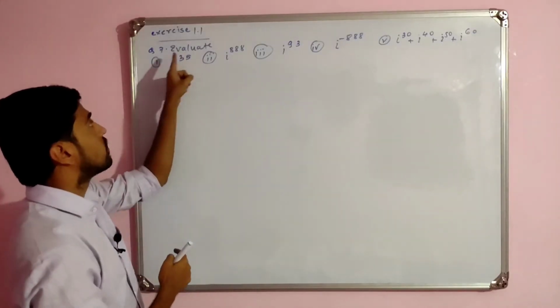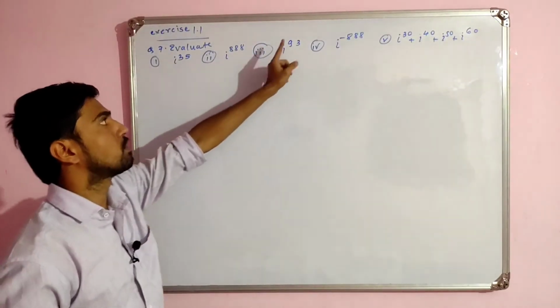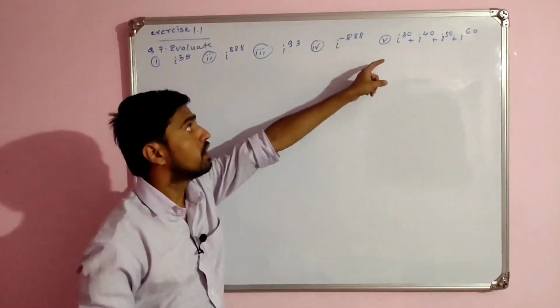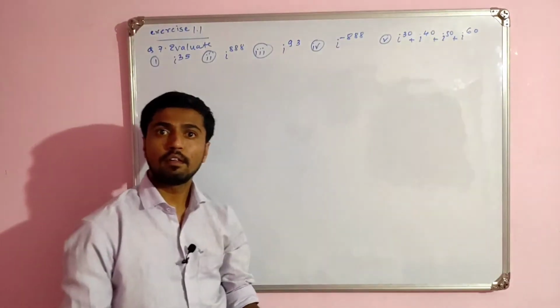Next question, evaluate: first, i raised to 35; second, i raised to 888; third, i raised to 93; fourth, i raised to minus 888; and fifth, i raised to 30 plus i raised to 40 plus i raised to 50 plus i raised to 60.